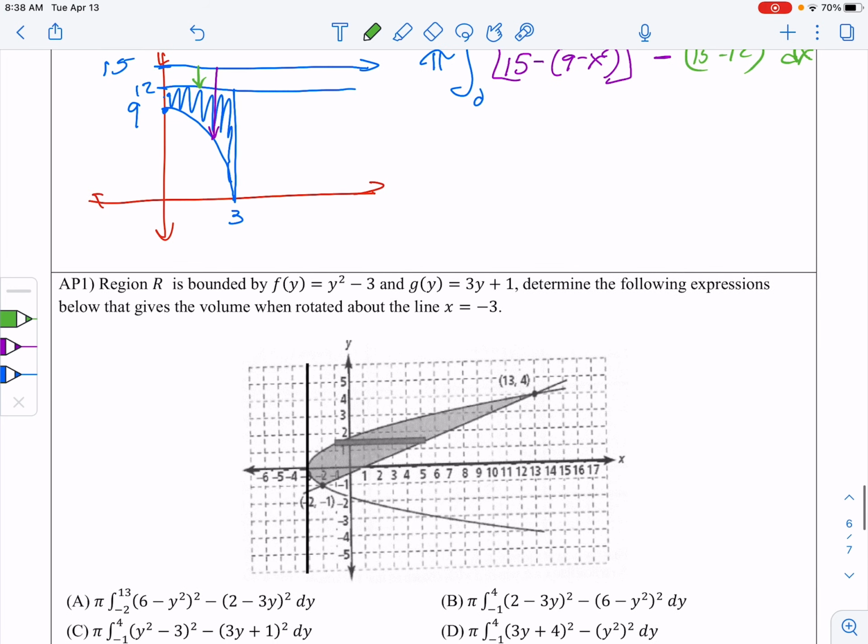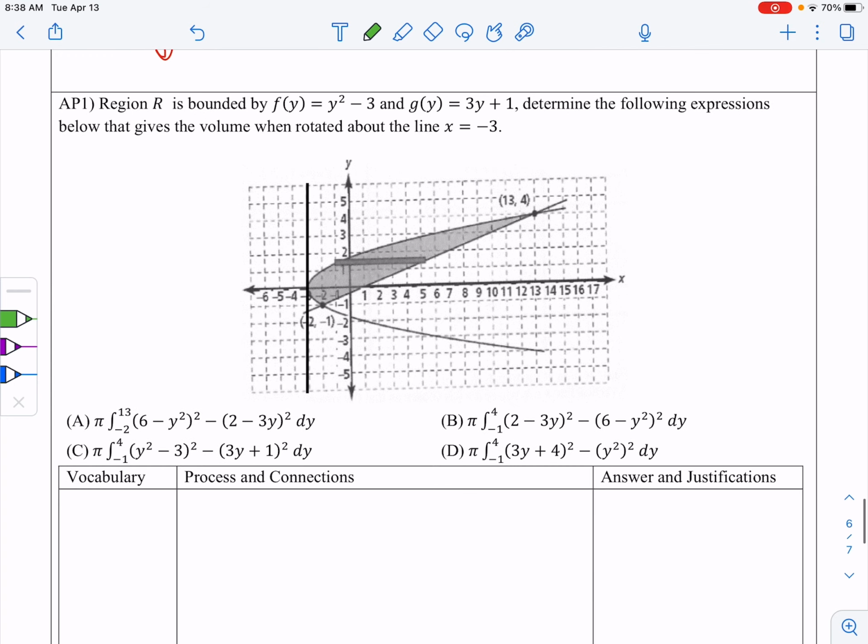Okay, last problem here. Determine which of the following expressions gives the volume when it's rotated. This is the answer, okay? You figure it out. All right, practice, practice, practice. Ask me questions. That's all I got for you today.